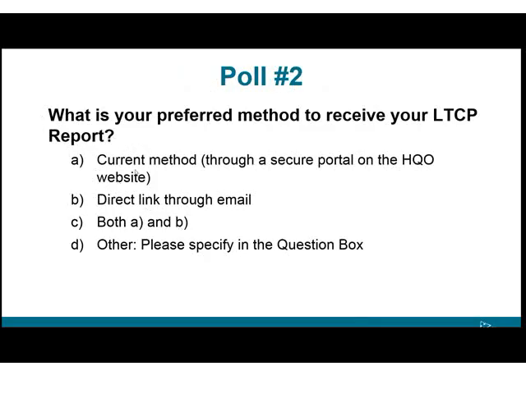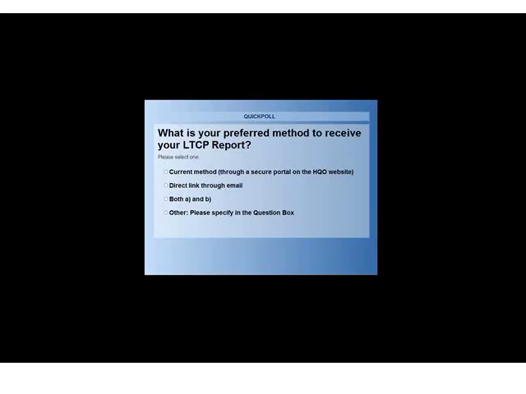So we have another poll for you. In terms of accessing your report, what is your preferred method to receive your long-term care report? What has been your experience going to get your report? The choices are A, the current method, which is through a secure portal at HQO, through their website. B is a direct link through email. C would be a combination of A and B, and then D is any other, open to any other suggestions. So if you could go ahead and quickly respond to that, that will help us streamline the process of how to get the reports to you.